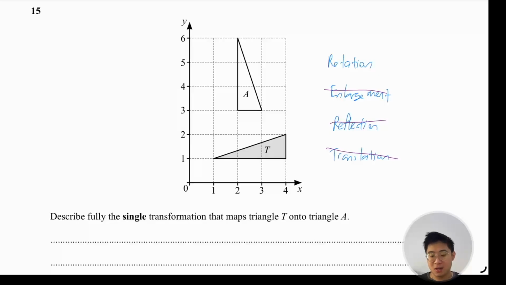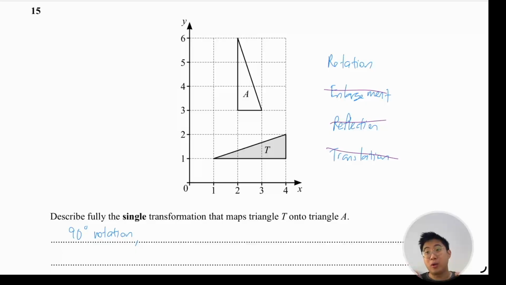Clearly, this is rotation. But how do you get your 3 marks in rotation? Rotation is always a 3-mark question. You'll have to mention the angle. So is it a 180 degree or a 90 degree rotation? This looks like 90 degrees for me. So I'm going to say 90 degree rotation. Okay. And then now you'll have to give me the second mark. Right. Is it clockwise or anti-clockwise?